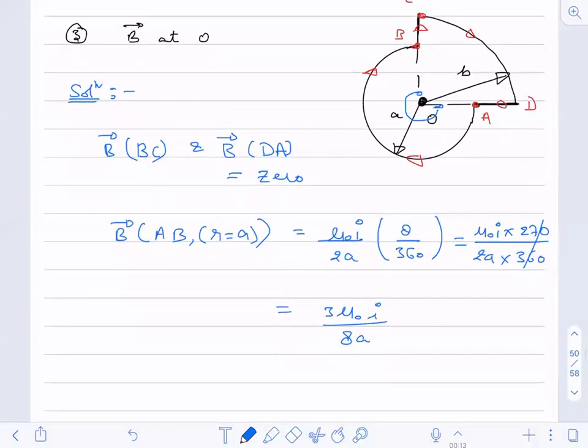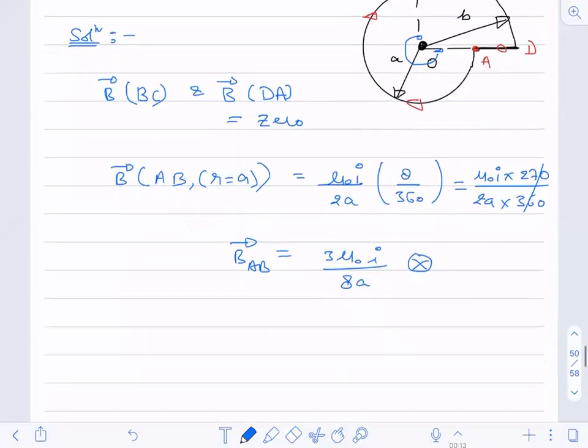Can you tell me the direction of this? Just apply the right hand thumb rule. Will it be in downward direction or coming towards you? Will it be into the plane or coming out of the plane? It will be into the plane. Very good. It will go into the plane.